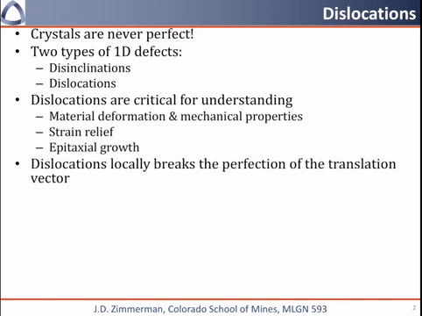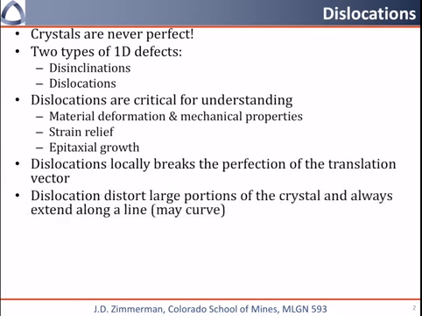What a dislocation does is it locally breaks kind of the perfection of the translation vector. And the dislocation is going to distort a large portion of the crystal, and it always extends along a line. This line typically curves around through the crystal, and it either exits the crystal at 2 points or forms a loop.